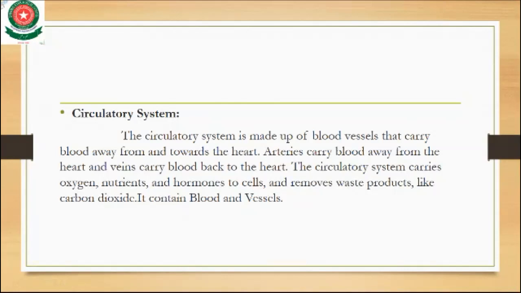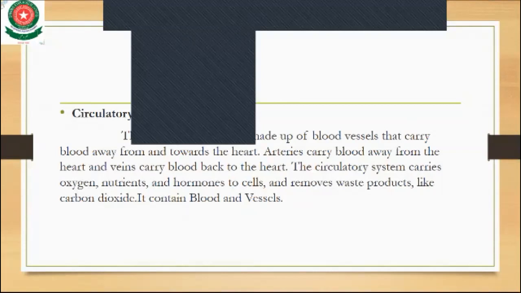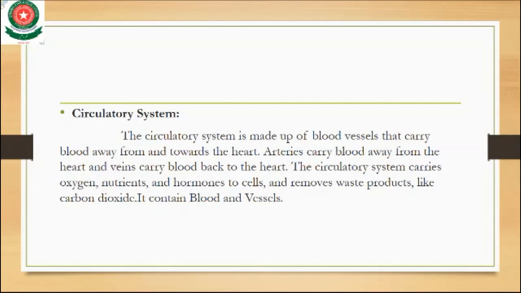I will repeat the circulatory system. The circulatory system is made up of blood vessels that carry blood away from and towards the heart. The two main parts included in the circulatory system are arteries and veins. The function of arteries is to carry blood away from the heart, and the function of veins is to carry blood back to the heart.